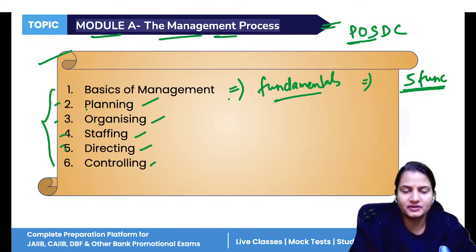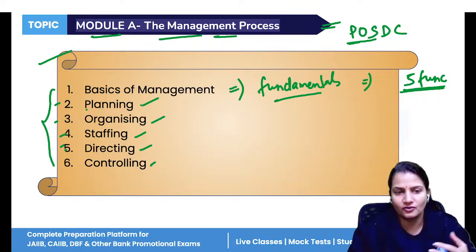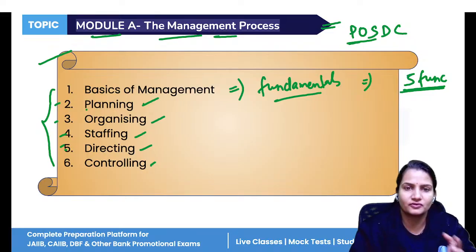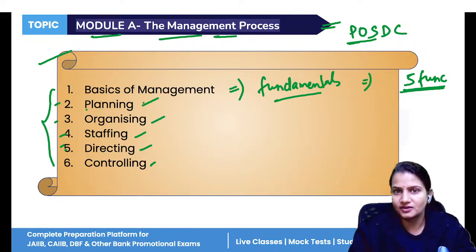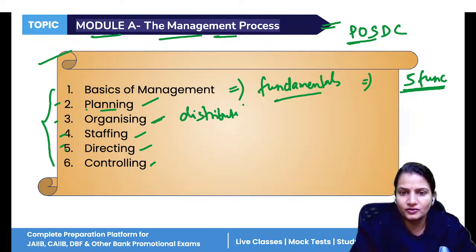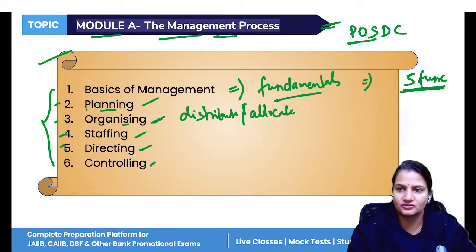Basics of management is all about the fundamentals of management. Then in planning, you see how you will plan for your organization, what your targets are, how you will achieve them, who your employees are, and how you will make them ready for achieving the group goals. You will plan for your organizational goals. Once you have set the plan and the strategy, next is how you will organize it, meaning how you will distribute the resources and allocate the work to your employees. That is what we will see in organizing.